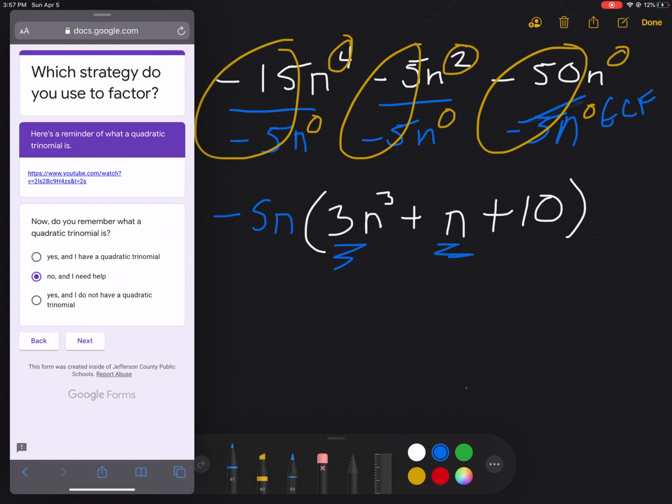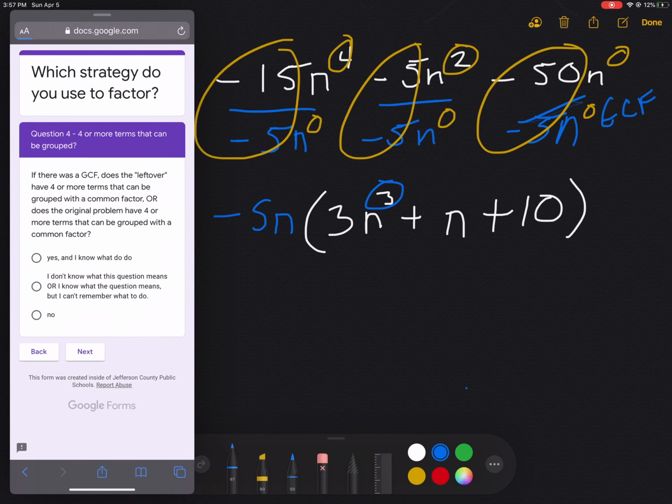because, yes, it is a trinomial because I do have 3 terms. But remember, for it to be quadratic, that lead term has to have a degree of 2. So I'm going to click the option, yes, I remember what a quadratic trinomial is, and I do not have a quadratic trinomial. So I'm going to click next.